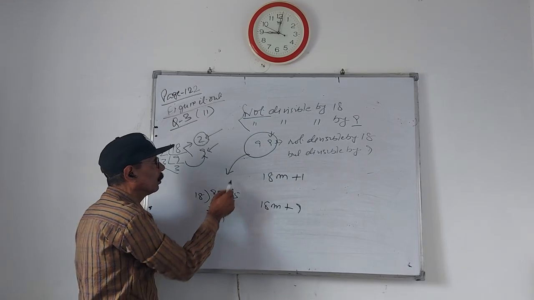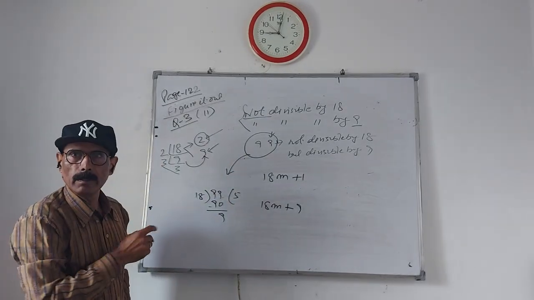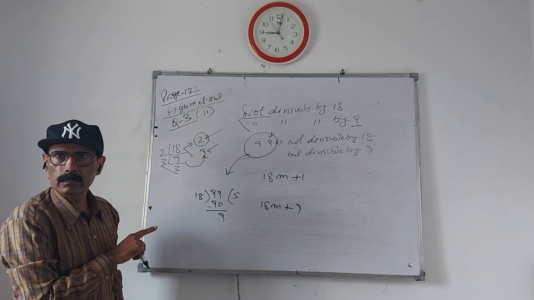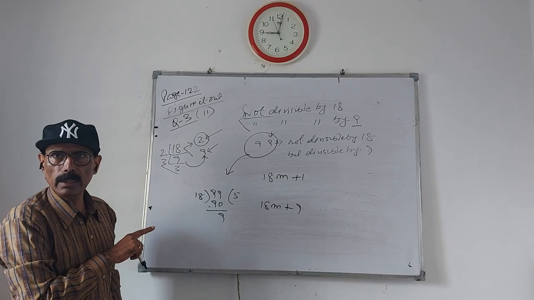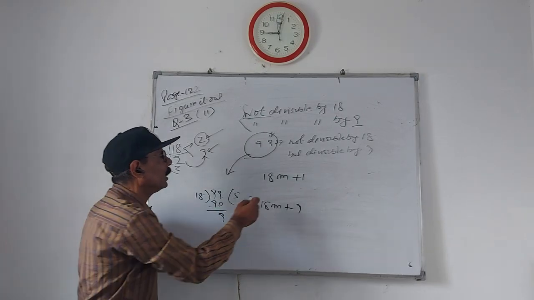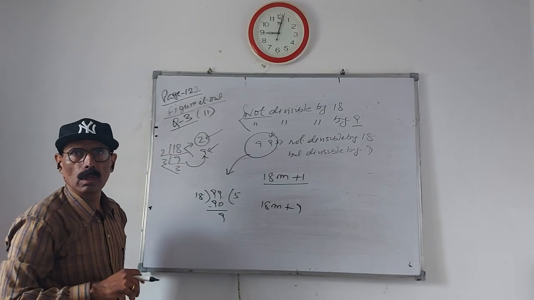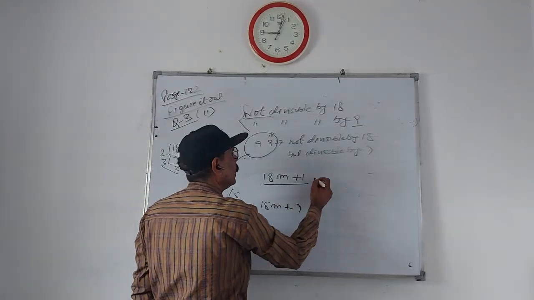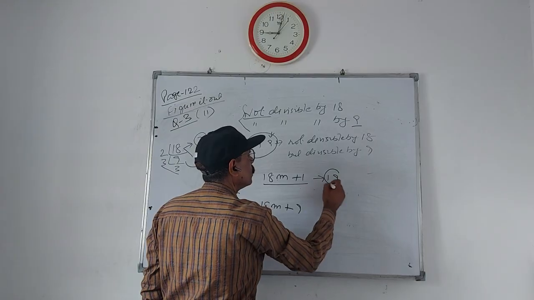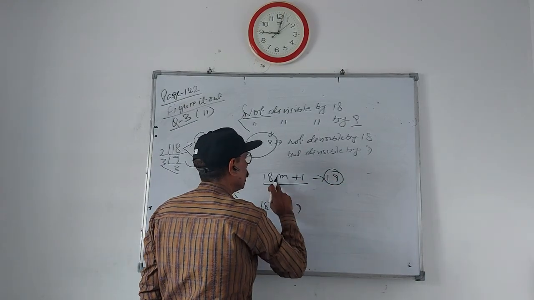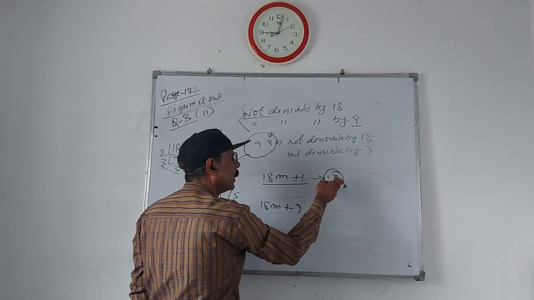This is not divisible by 18. No? But divisible by 9. Here it is divisible by 9. In this case, if the number is in this form, yes sir. So this is 19. 19 is also not divisible by 18, but it is not divisible by 9 also.